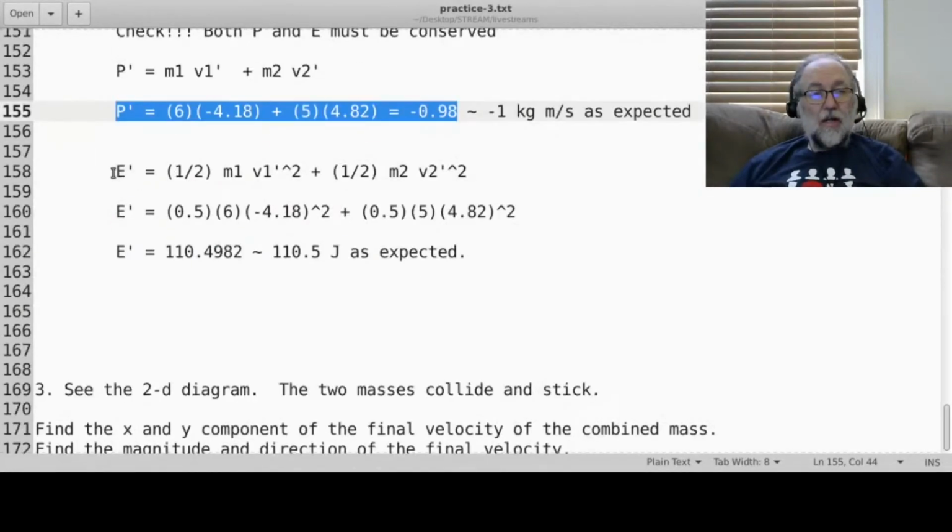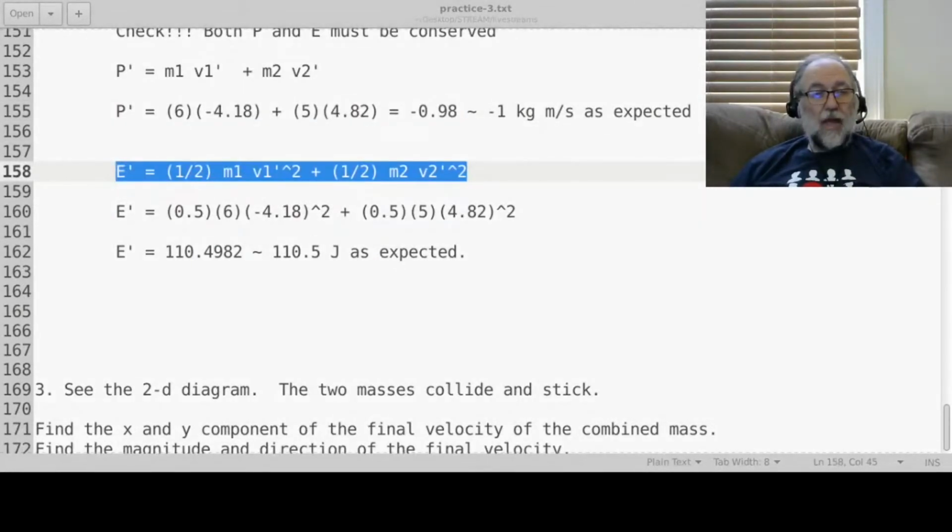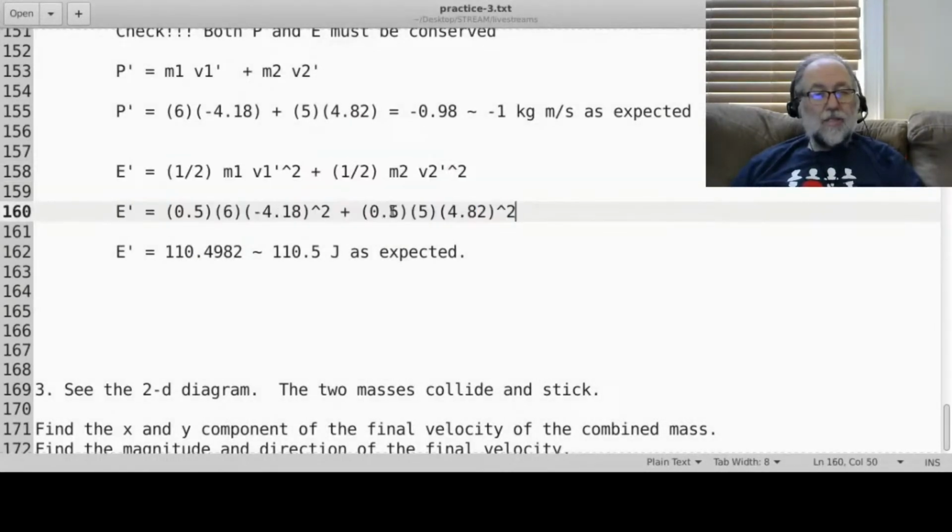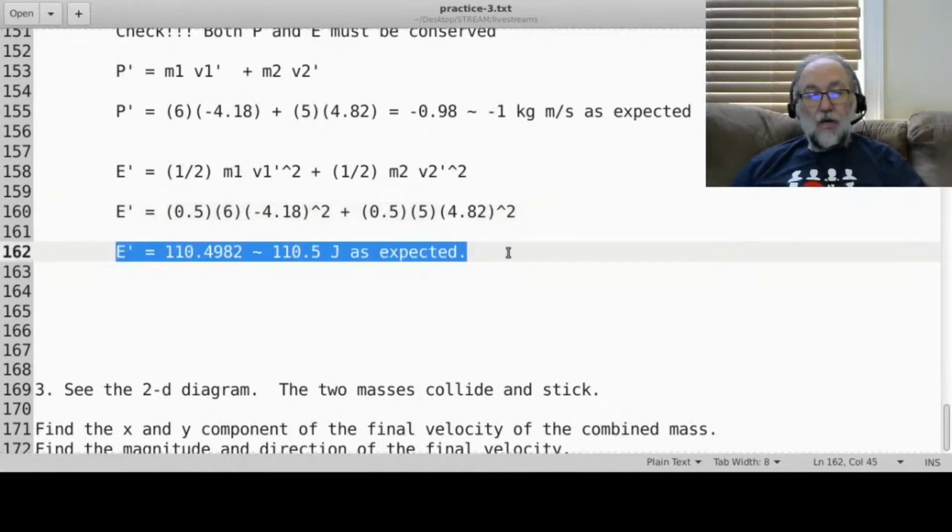Okay, so let's check the energy. There's the expression for the energy, and substituting in the numbers, there we go. Now, this is the same form as above, but instead of the +4 here, we have -4.8, and instead of the -5 here, we have a 4.82. Working that out in your calculator, it turns out to be 110.4982, which rounds off to 110.5, which is what we expected. The energy before was 110.5. The energy after has to be 110.5. Okay, so there you go.